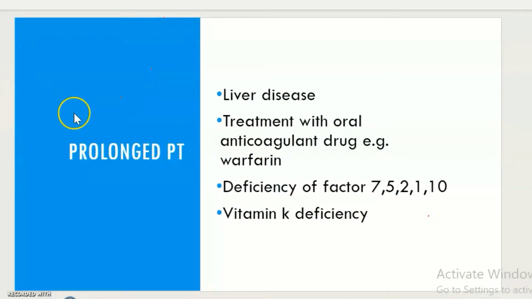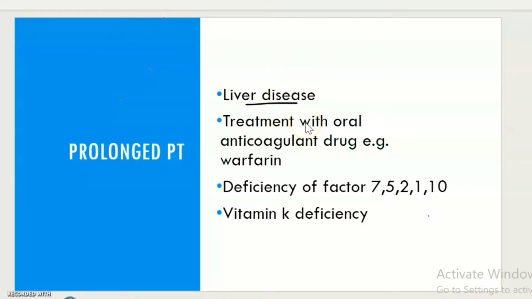Now let's learn the reasons for prolonged PT. A prolonged PT means that the blood is taking too long to form a clot. The reasons are, first, liver disease. As you know, the liver makes blood clotting proteins. If the liver is damaged, it will not be able to make the right amount of blood clotting proteins. That's why the clotting process takes longer.